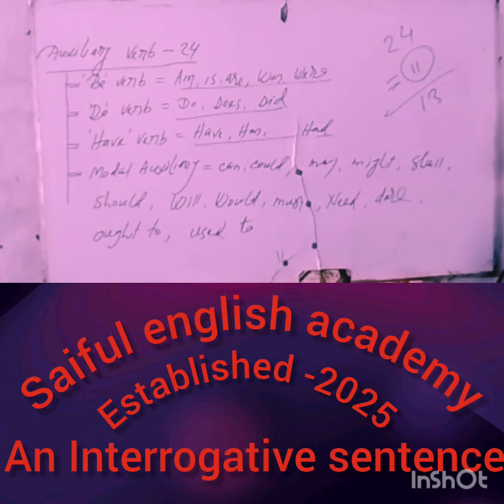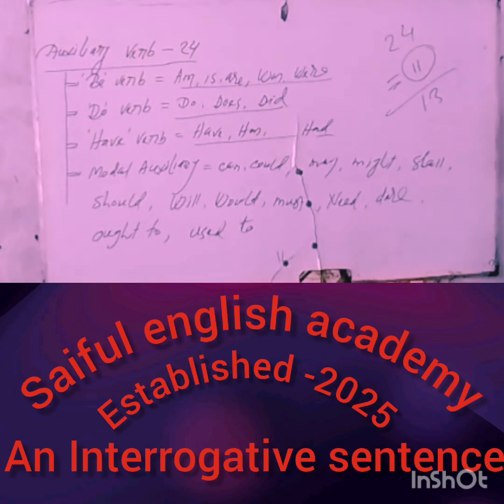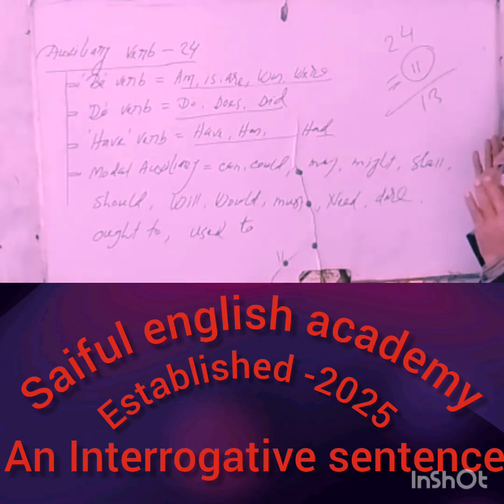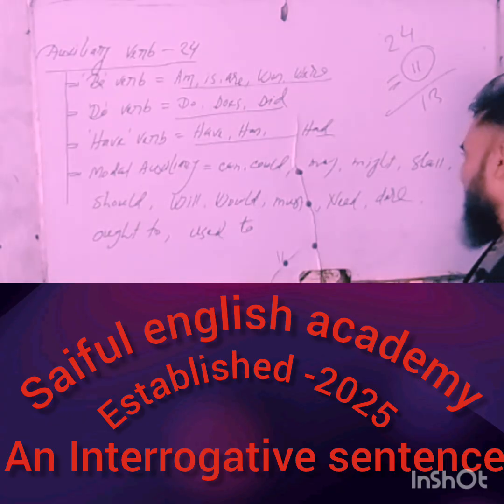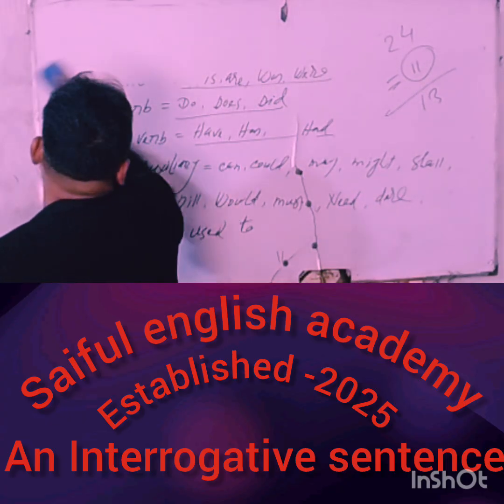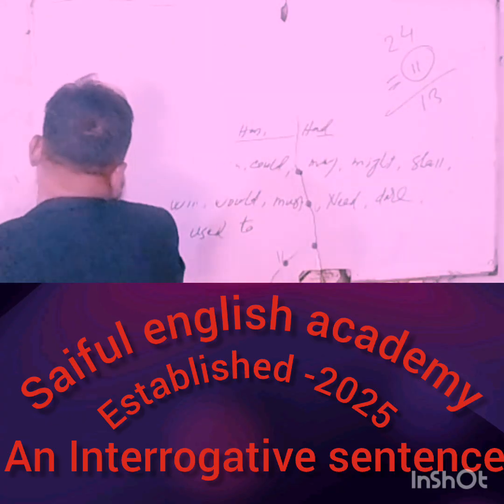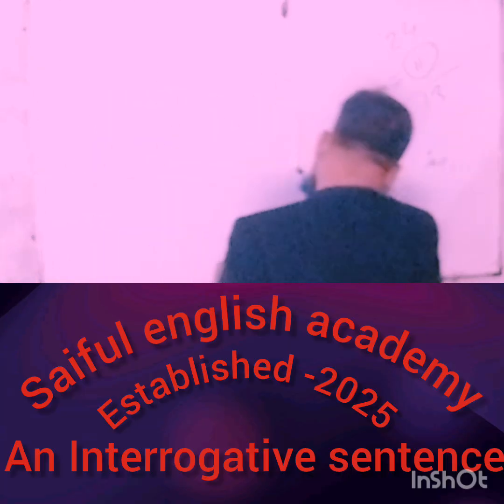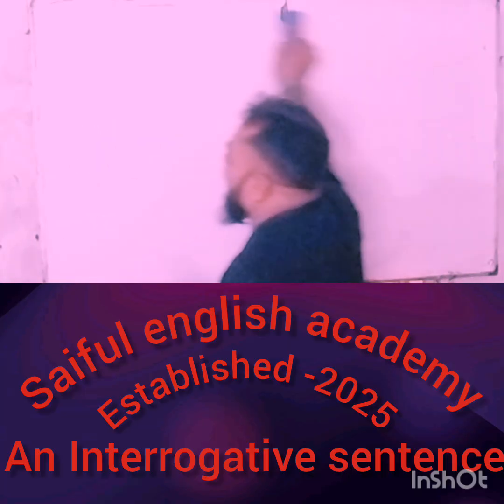Okay, my dear learners, if you notice any auxiliary verb among these 24 categories of auxiliary verbs at first, at the beginning of the statement, and finally ended with the note of question mark, such categories of sentence, of course, you must consider an interrogative sentence. Hope that you have understood clearly.